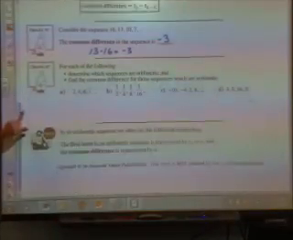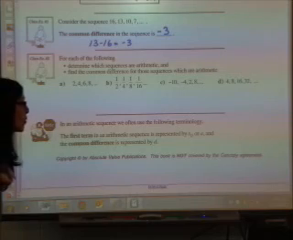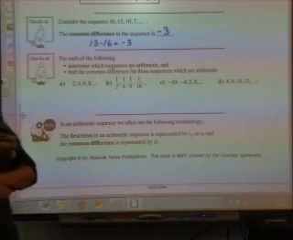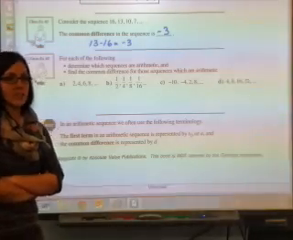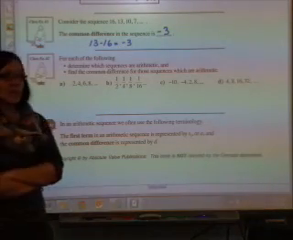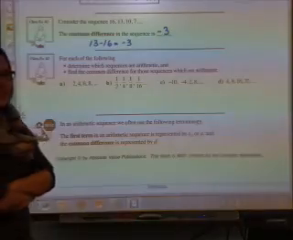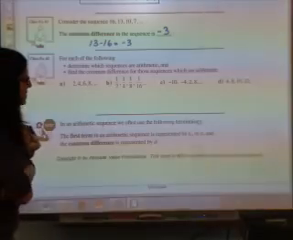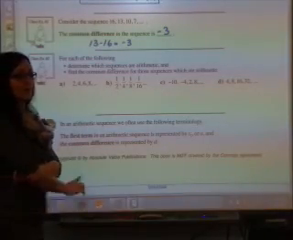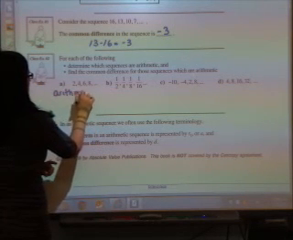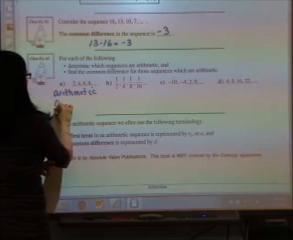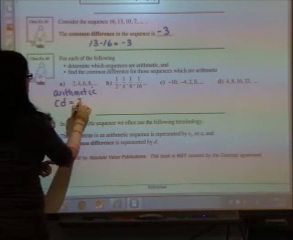So in class example number 2, for each of the following, we want to determine if the sequence is arithmetic. And if it is arithmetic, we want to find the common difference. So the first sequence, 2, 4, 6, 8, is that arithmetic? Yes. So what would my common difference be? My common difference would be equal to 2.